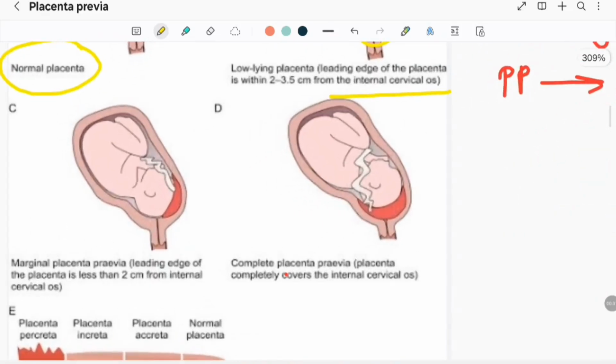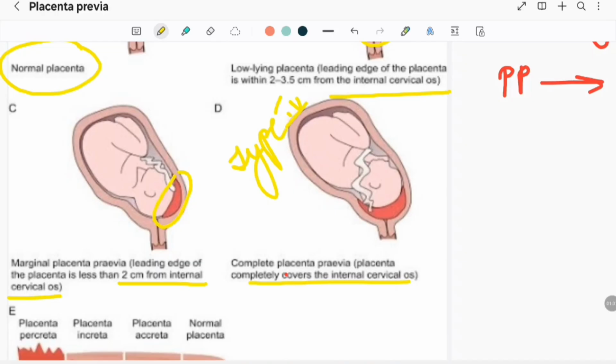Then we have the marginal placenta. The placenta reaches the margin of the internal os but it never covers it. It is less than 2 centimeters from the internal os. Then we have complete placenta previa, where the placenta completely covers the internal os. This is actually type 4.